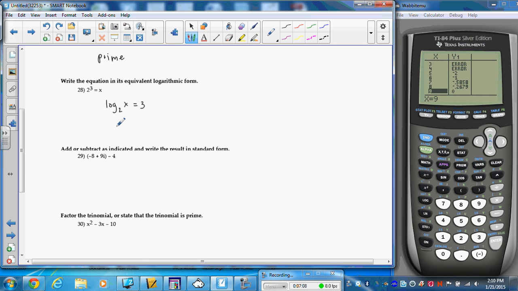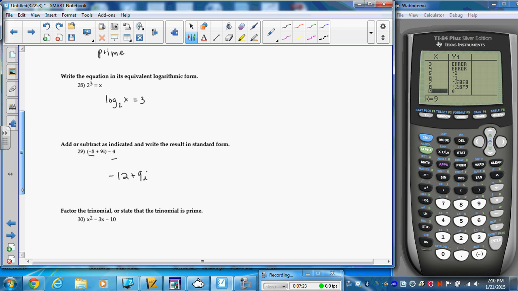So remember the logarithmic form. The calculator is not going to help you much with that at all. Negative 8 and negative 4 are like terms, so this is simply negative 12 plus 9i. And I know you're going to do well on that question.